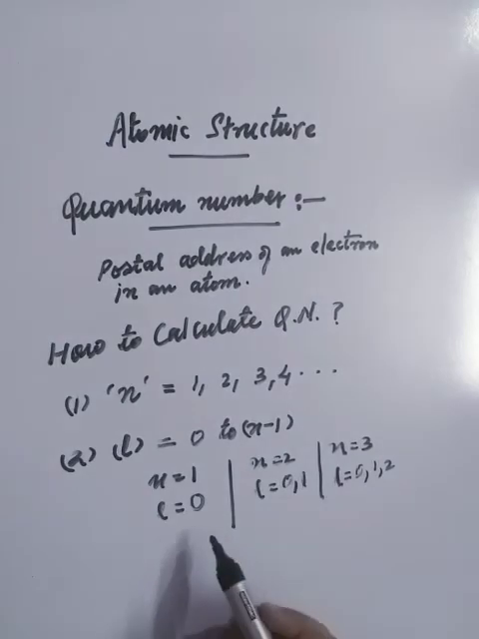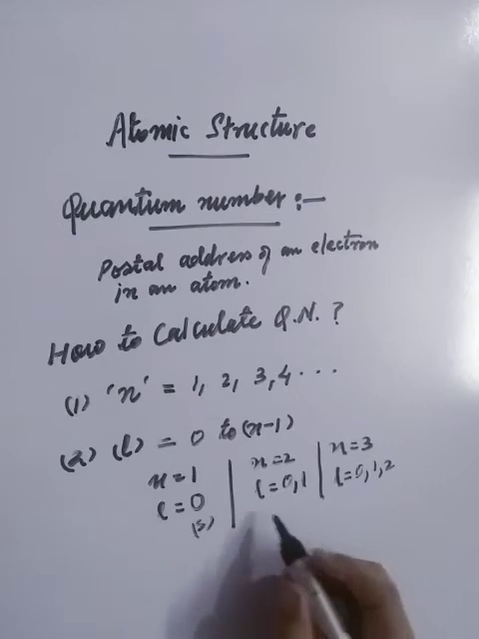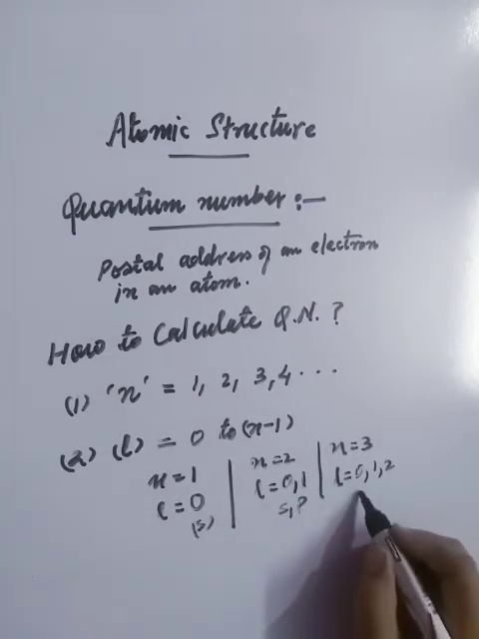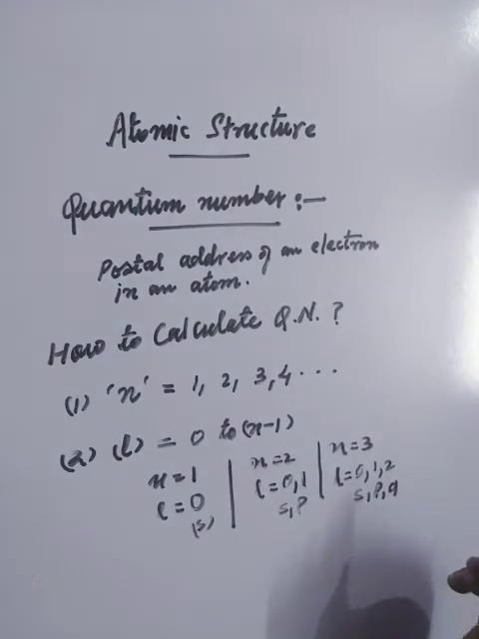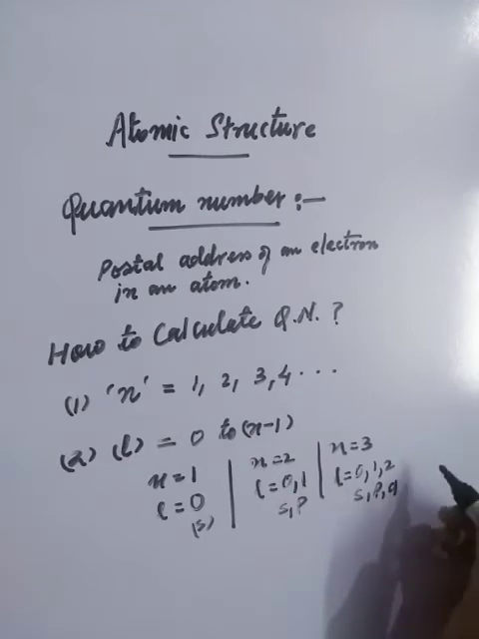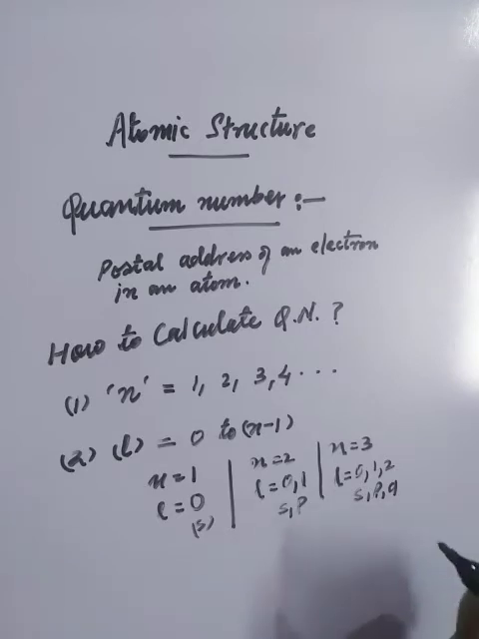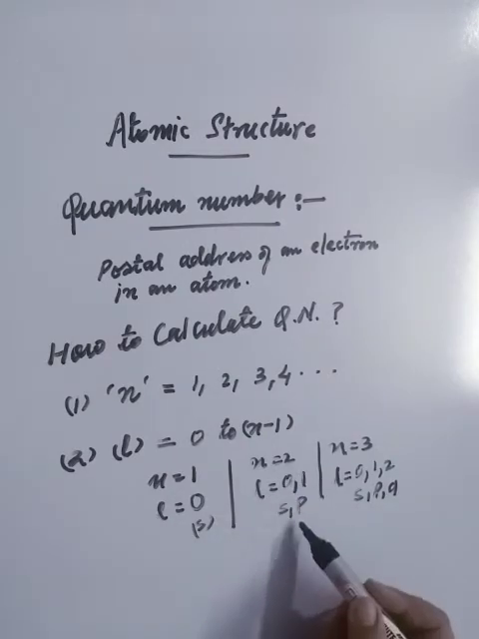We already discussed that l equal to 0 means s orbital. If l is equal to 0 and 1, it means s and p orbitals. If l is equal to 0, 1, 2, it means s, p and d orbitals, and so on. Is it okay? If n is equal to 4, then it will be 0, 1, 2 and 3, meaning s, p, d and f, like that. The g subshell will come in the fifth shell, right? So in the first shell there is only one subshell, that is s. In the second shell only two subshells, s and p.